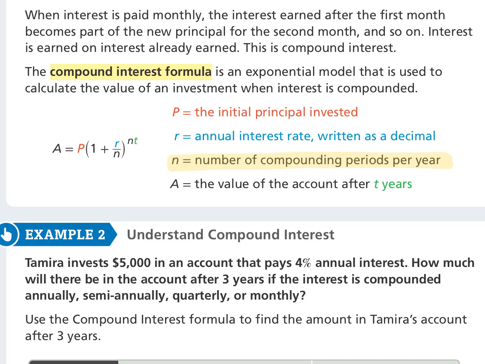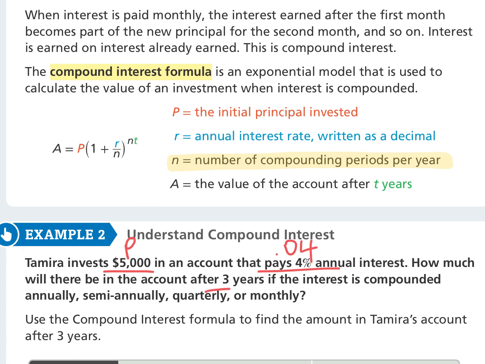Okay, so if we talk about an example of this, example 2, I want to show you a pattern that's going to occur when we talk about compound interest. So this says Tamira invests $5,000 in an account. That's going to be P. That stands for the word principal. That's the initial amount that was invested. Pays 4%. That's going to give me 0.04 as my rate.